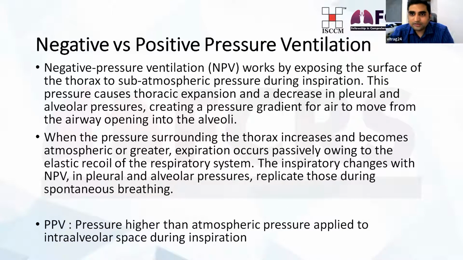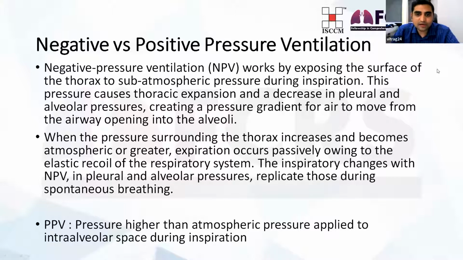Now there is just a brief about negative versus positive pressure ventilation. What is the main difference between negative and positive pressure ventilation? Negative pressure ventilation is physiological, like spontaneous breathing. It works by exposing the surface of the thorax to subatmospheric pressure during inspiration. This causes thoracic expansion and a decrease in pleural and alveolar pressure. In spontaneous breathing also, pleural and alveolar pressure decrease during inspiration and create a pressure gradient for air to move from the mouth airway opening into the alveoli.